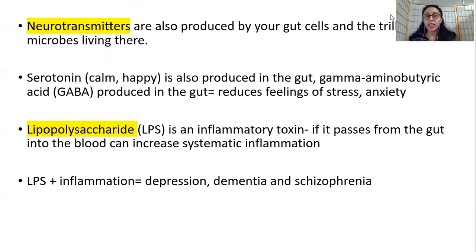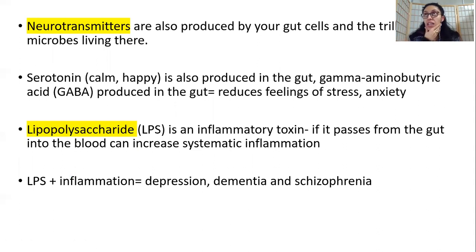microbes which are living in your large intestine, they trigger the neurotransmitter system of your gut to produce neurotransmitters. And the kind of neurotransmitter your gut may produce is, for example, serotonin, which can make you feel nice and happy. And it can also produce things such as gamma-aminobutyric acid, so GABA. Okay, this reduces stress and anxiety.